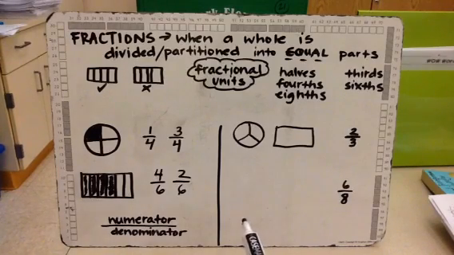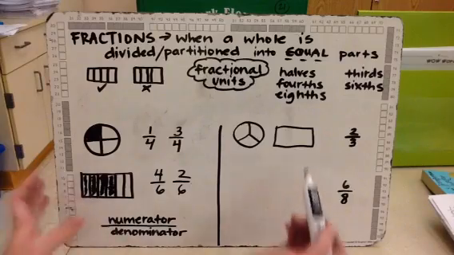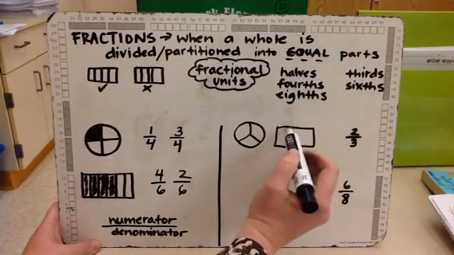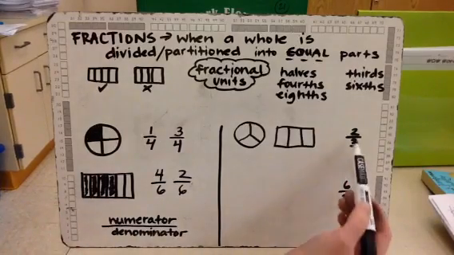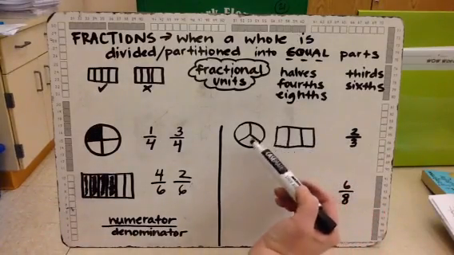Is it going to be perfect? No, but I do need to put in some effort. Here I'm going to make thirds. So I made my 3 parts. So that's my denominator telling me 3 equal parts, 3 equal parts.